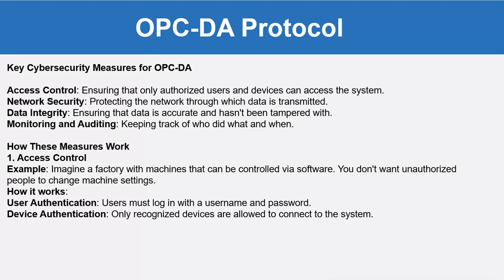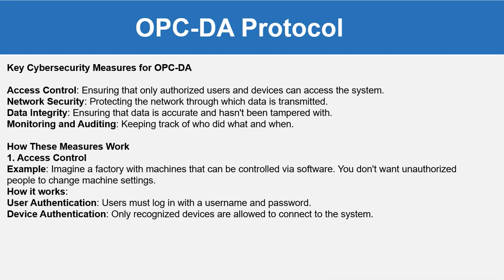Now we can talk about the key cybersecurity measures for OPC-DA. First one is access control, ensuring that only authorized users and devices can access the system. Network security means protecting the network through which data is transmitted. Data integrity means ensuring that data is accurate and hasn't been tampered with. Monitoring and auditing means keeping track of who did what and when. Now, how do these measures actually work?